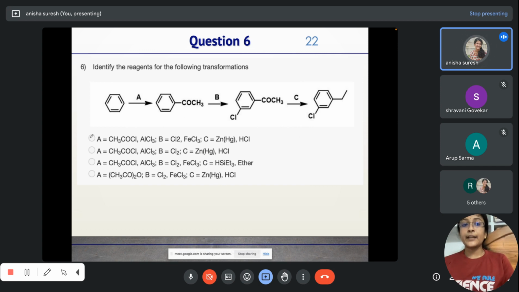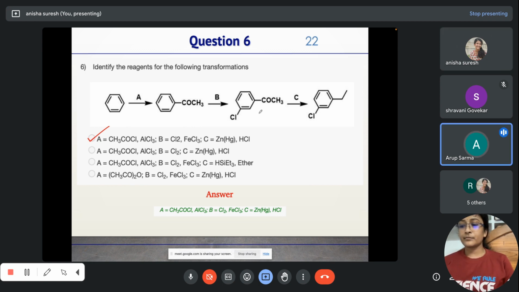So as you have mentioned, the correct option will be CH3COCl, AlCl3, that is Friedel-Crafts acylation reaction, followed by chlorination using FeCl3 and Cl2. Here the COCH3, which is an electron withdrawing group, is meta directing. That is why the chlorination is taking place at the meta position. Then this zinc amalgam, HCl condition will reduce COCH3 into CH2CH3. Clear for everyone? Any doubts? No doubt. Okay.